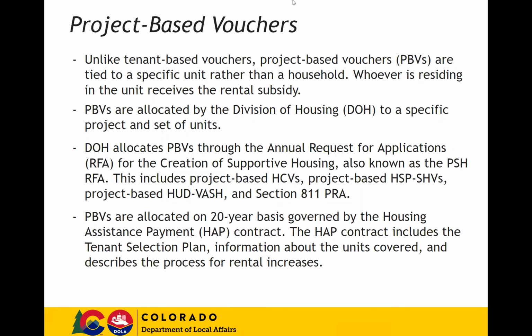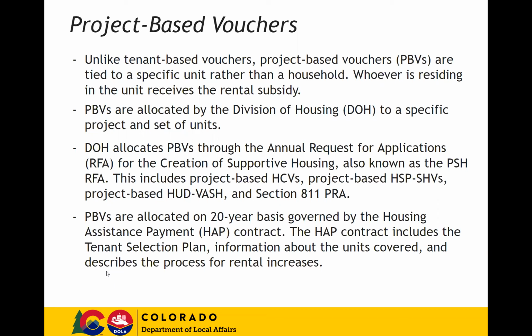From Division of Housing, we exclusively allocate our project-based vouchers to supportive housing. And so they are allocated through our annual request for applications for supportive housing. So that's the only mechanism right now for the allocation of those project-based housing choice vouchers from Division of Housing. That RFA is also used for the allocation of project-based HUD-VASH, project-based Homeless Solutions Program state housing vouchers, and 811 resources that some of my colleagues will talk about in just a few minutes.